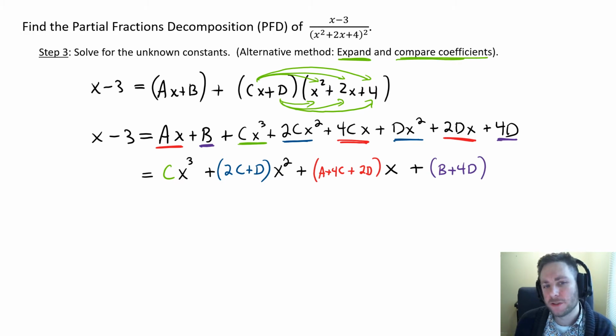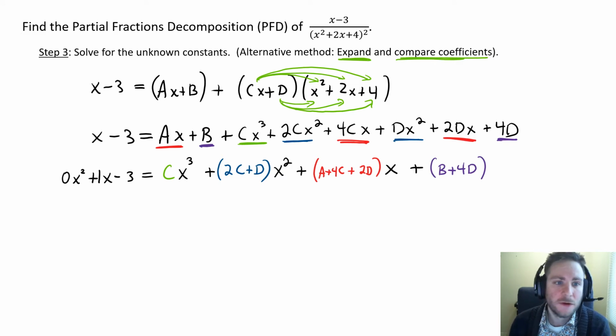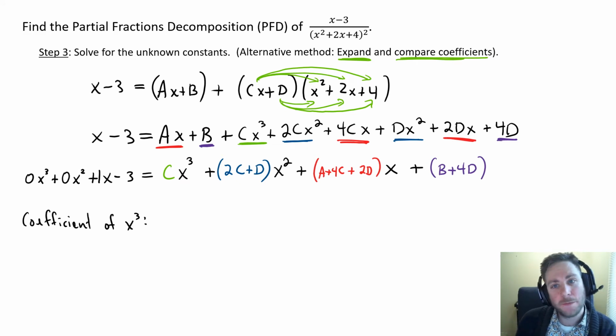Now let's see if we can also identify the coefficients on the left-hand side. Notice that although we don't typically write it, x does have a coefficient of 1. We can consider x squared to have a coefficient of 0 since that term isn't even there. And similarly for x cubed, we can consider the coefficient to be 0. And now that we've identified all the coefficients, we can compare them.